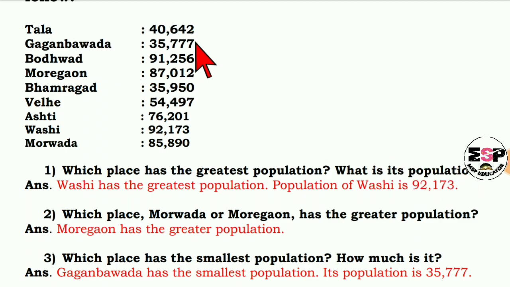तो आप लोगों को ये जो इन्फॉर्मेशन दिया है इसको ठीक से ऑब्जर्व करना है और सबसे ज़्यादा पॉपुलेशन कौन से प्लेस का है वो ढूंढना है और उसकी पॉपुलेशन कितनी है नंबर में वो बताना है. Okay, so Vashi has the greatest population and its population is 92,173. So here 92,173 Vashi. Okay, got the answer everyone? This is the highest or greatest population. और कौन सी प्लेस का है वो? वाशी का है. Understood?